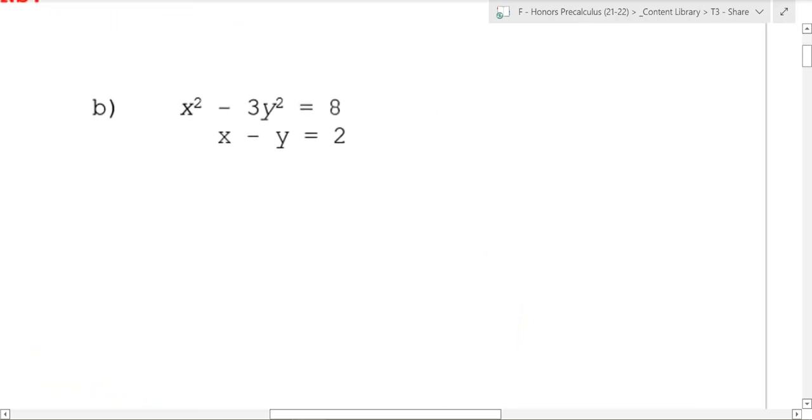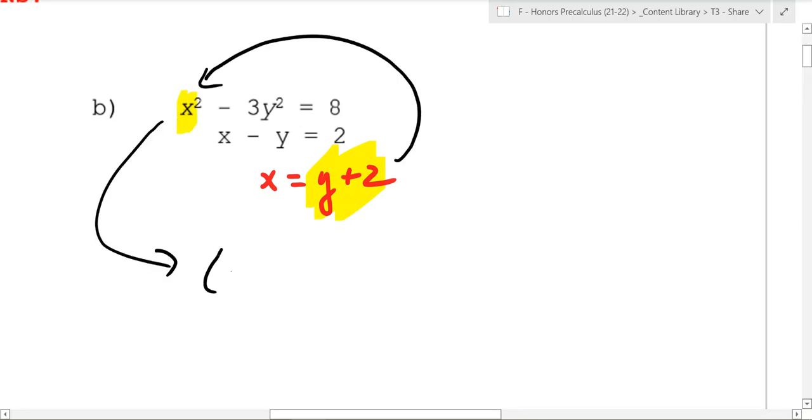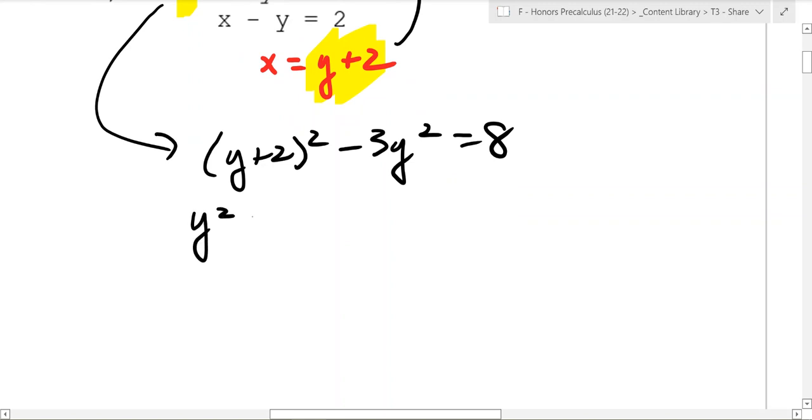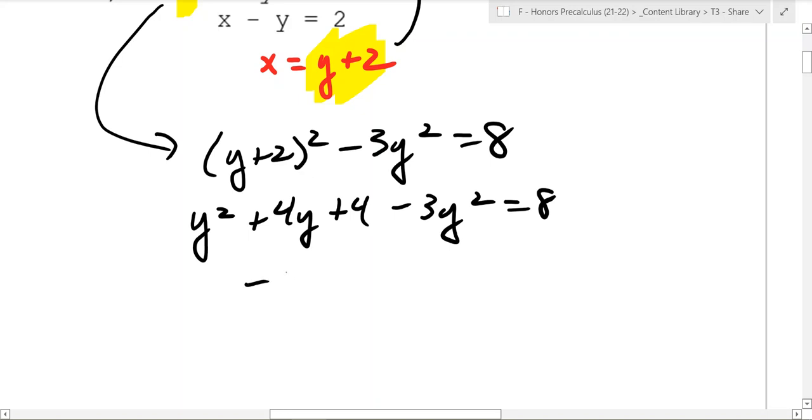Now in the second one, we're going to do the same thing. We're going to let x equal y plus 2, and then we're going to take this and plug it in up here. After we plug it in, we end up with (y plus 2) squared minus 3y squared is equal to 8. When you multiply this out, you end up with y squared plus 4y plus 4 minus 3y squared equals 8. Similar to the other side, we want to put everything on one side and combine like terms. So we end up with negative 2y squared plus 4y minus 4 is equal to 0.